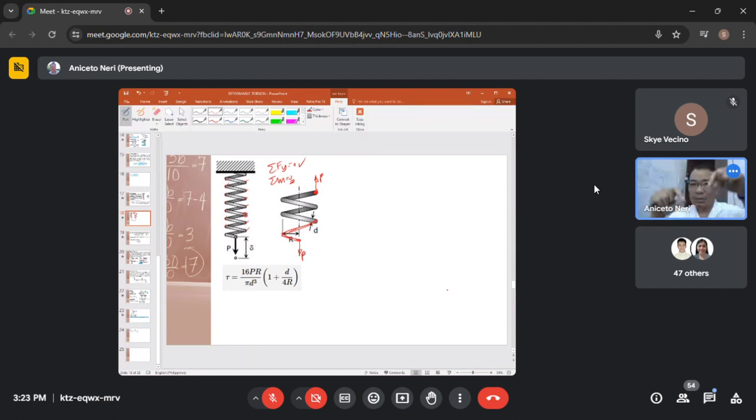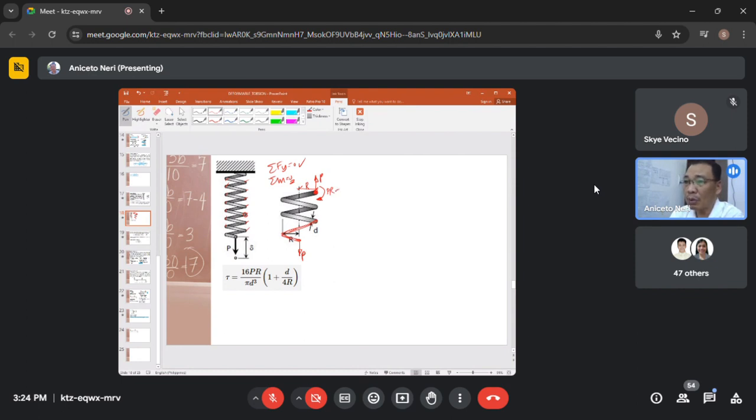So kini duha ka force P, mo-produce siya og counterclockwise nga moment. Upward, downward. So, counterclockwise nga moment. So, to maintain equilibrium, para ma-zero ang moment, mo-resist ni dire og clockwise nga moment. Ang magnitude niya is force times distance. Ang kini nga distance kay mean radius man. So, this is PR.